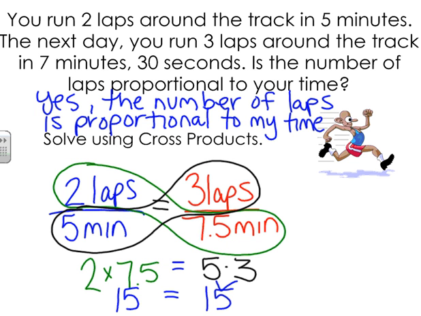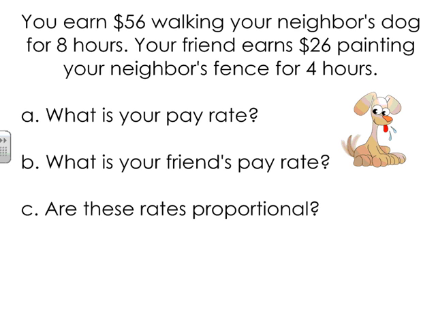All right, next we have an example. It says you earn $56 walking your neighbor's dog for 8 hours. Your friend earns $26 painting your neighbor's fence for 4 hours. Part A, we need to calculate your pay rate. So we want to know how much money you can make per hour, or in other words, we're going to find the unit rate.